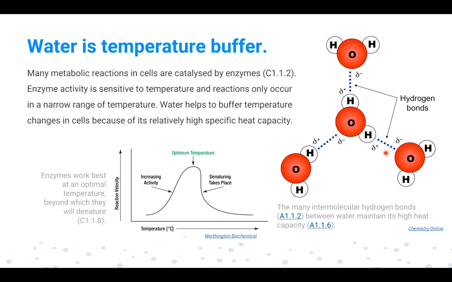Beyond that temperature, you will find that they are getting denatured and they are no longer available to do the reaction. So water helps to buffer the temperature change in the cell, right? Because first of all, the best property is that it has a high specific heat capacity, and due to this high specific heat capacity, it makes the water molecule the best temperature buffer, right?